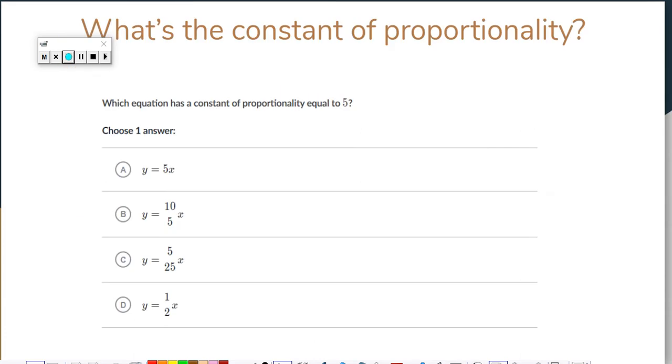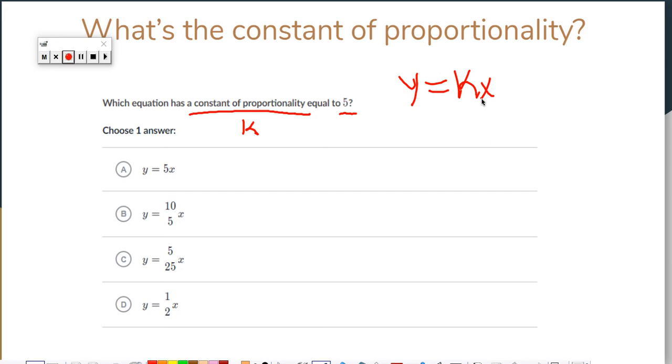So now, in the actual Khan Academy lesson, they're going to ask you which equation has a constant of proportionality of 5, for example. When they ask you that, they're really just saying, do you know what number is supposed to become k? So if the constant of proportionality is supposed to be 5, it means they're telling you that k is 5. So remember, y equals kx. So all I'm going to do is look for the place where k is 5. So y equals 5x? Yes, right here. Y equals 5x, k is 5.